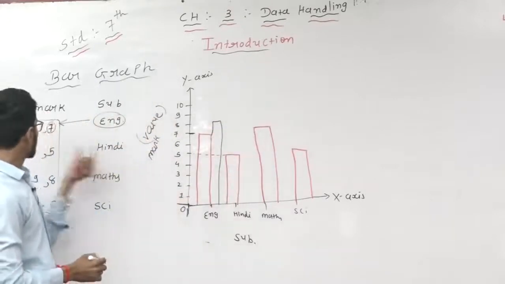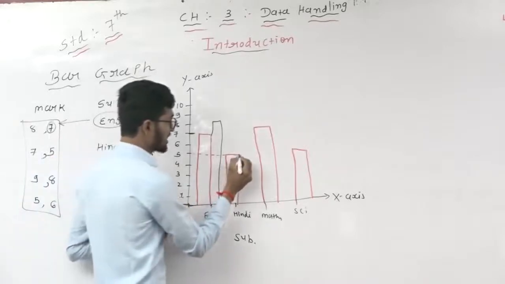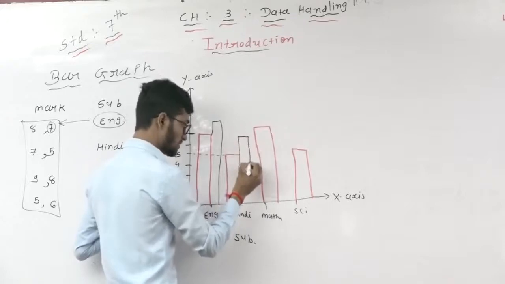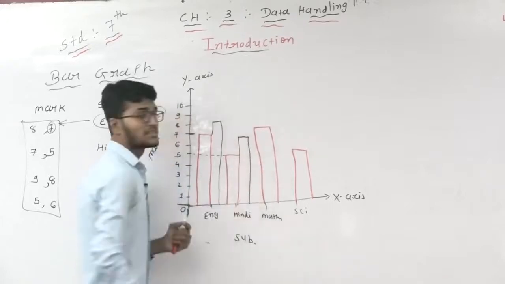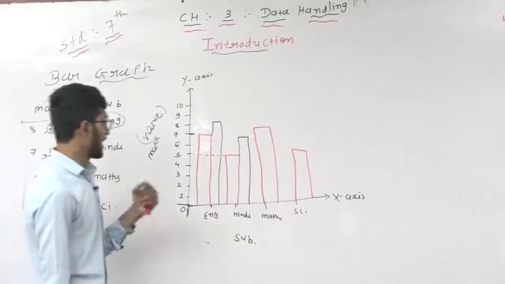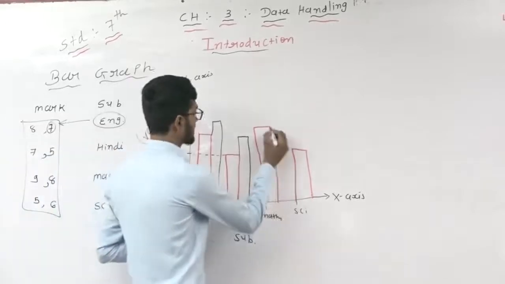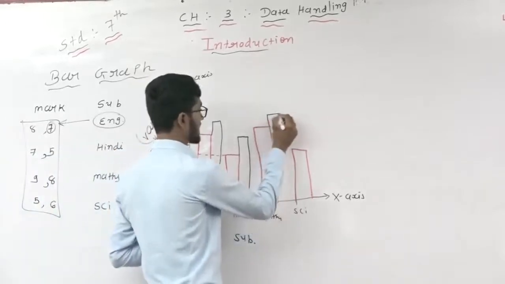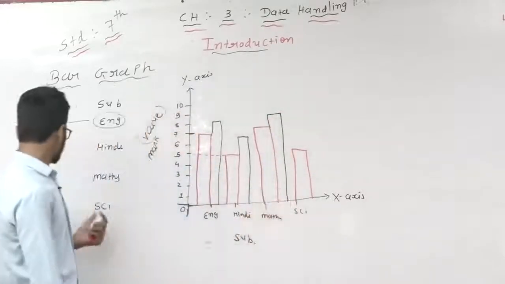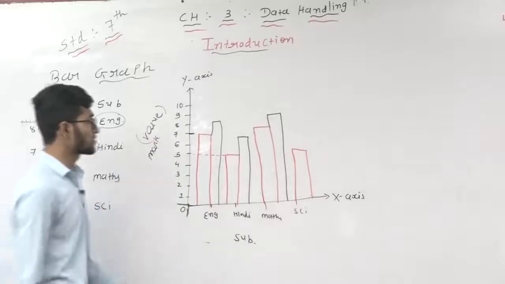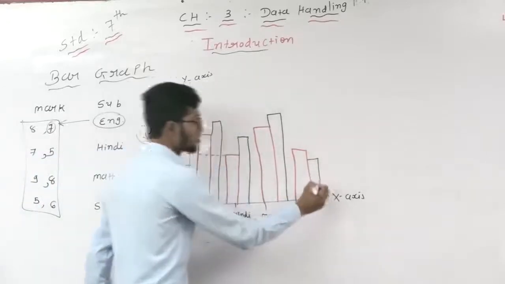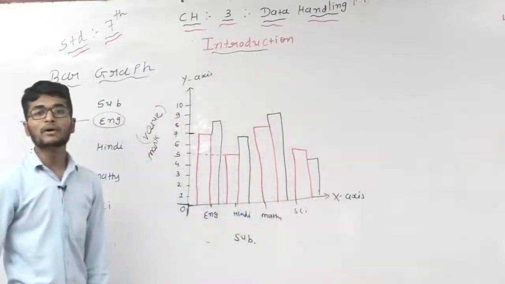Then in Hindi, how many marks? 7. So here, start up to 7, and then down. So this one is 7 marks. Then in maths, how many marks? 8 marks. So start here, 8 to here, and on this side 9. And the last one is science. In science 6 marks, and the other one is 5 marks. So draw the line to the 5th mark. So it's called, dear students, a double bar graph.